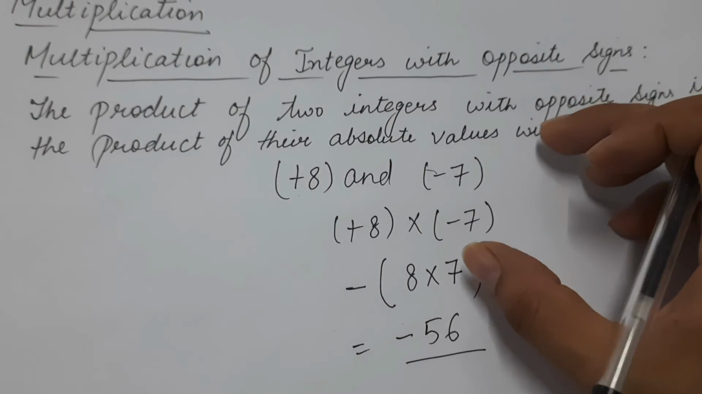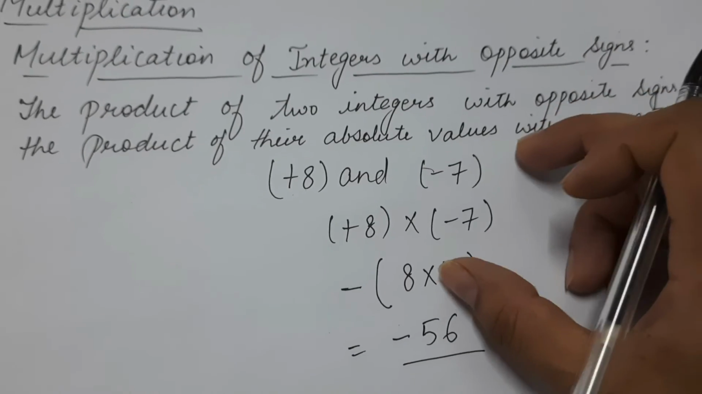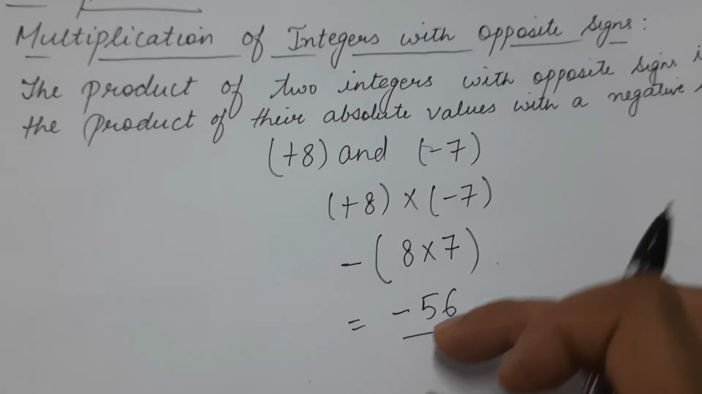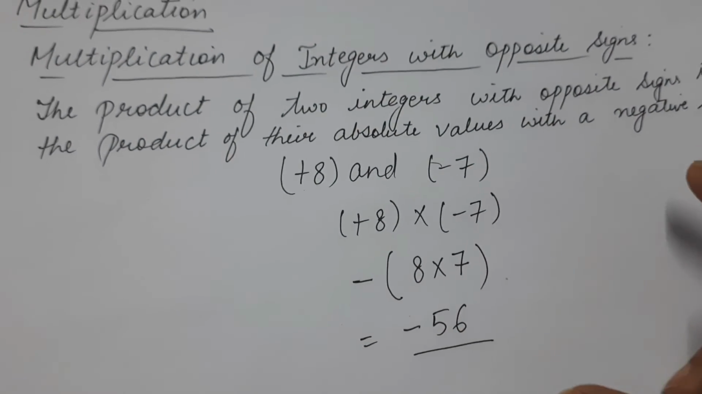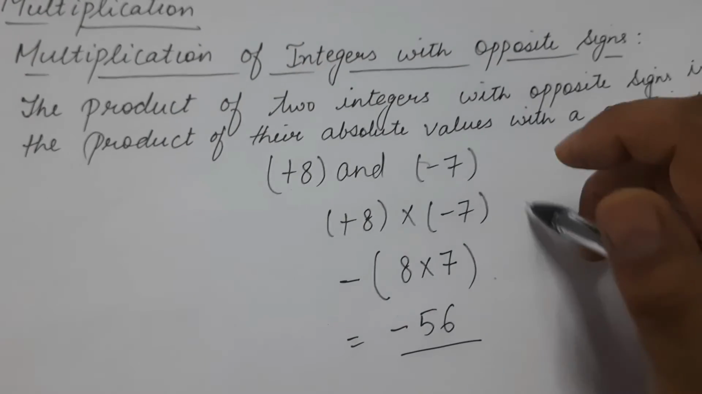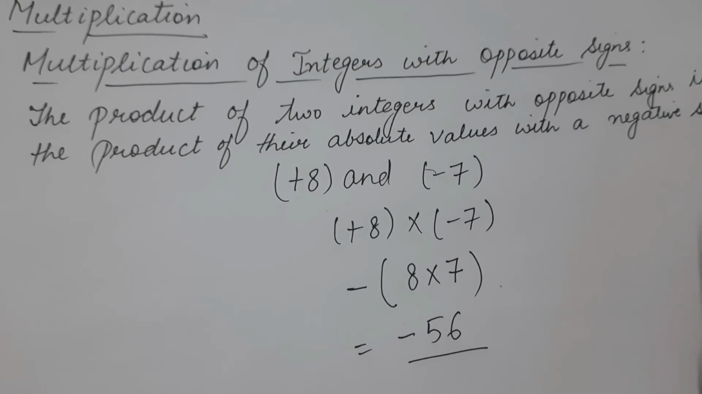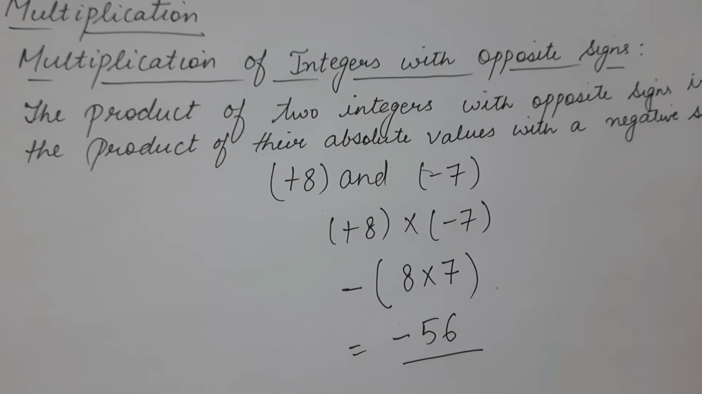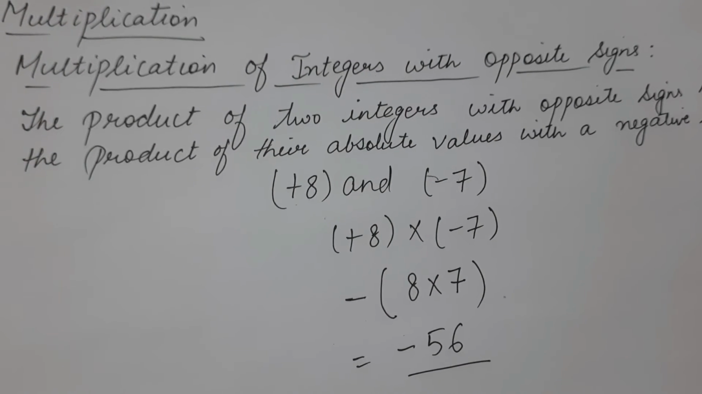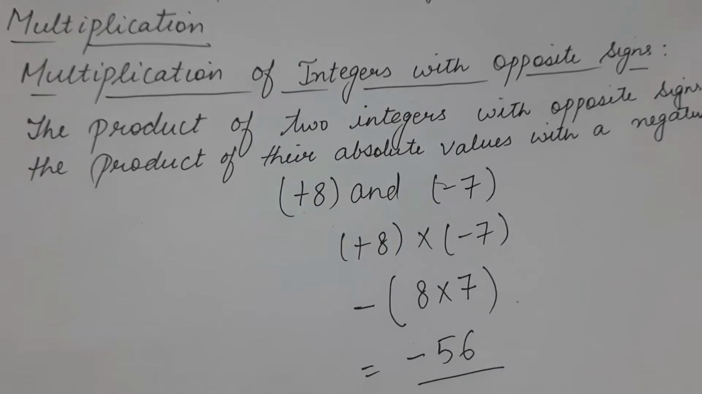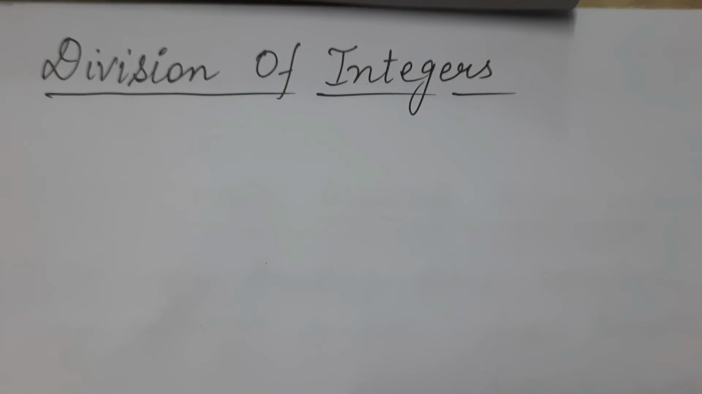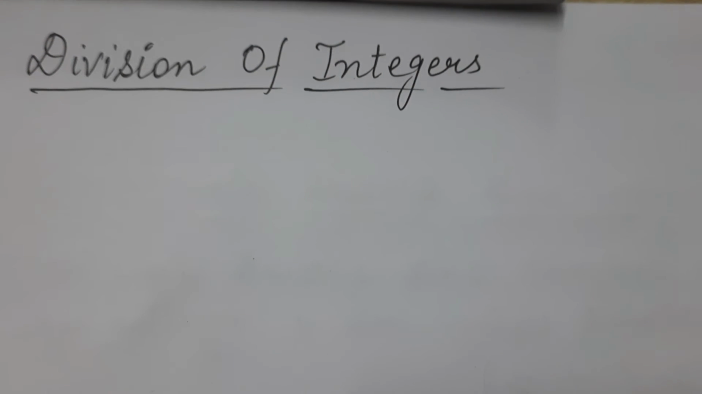If both the integers have opposite signs, then the product will be the product of their absolute values with a negative sign. But if both the integers have the same sign, whether positive or negative, then the product will be the product of their absolute values with a positive sign. So this is multiplication of integers. Next comes division of integers. How do we divide the integers?